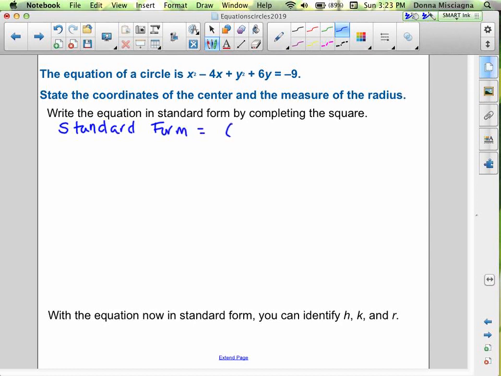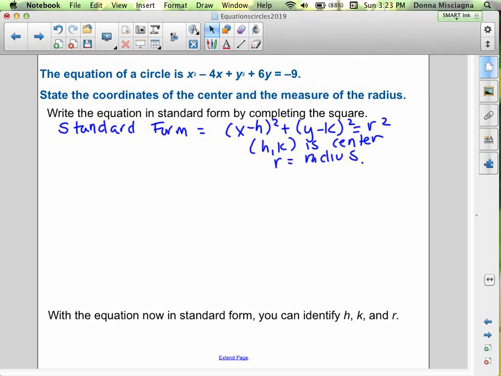Standard form is (x minus h) squared plus (y minus k) squared equals r squared, where (h, k) is the center and r is the radius. Once we put it into standard form, we can identify the center by making sure it's x minus h and y minus k. And if there's a plus, we know it's minus a negative. And then to find the radius, we just take the square root of the constant that's alone.